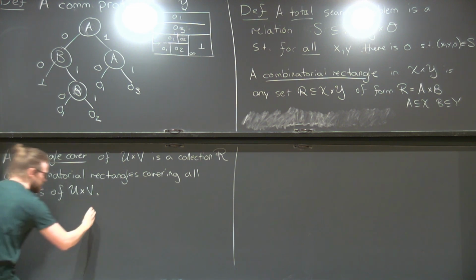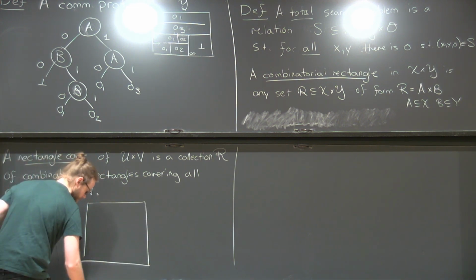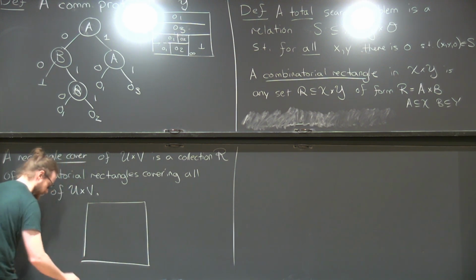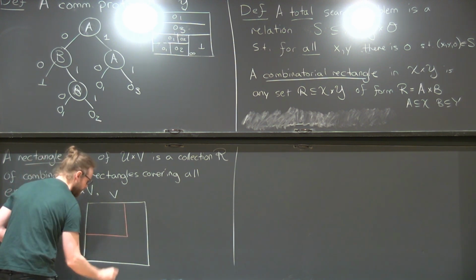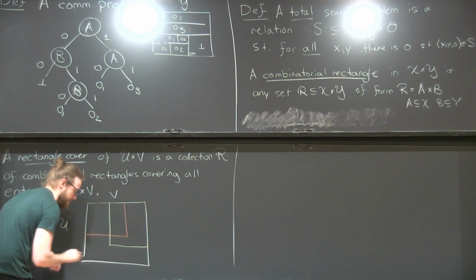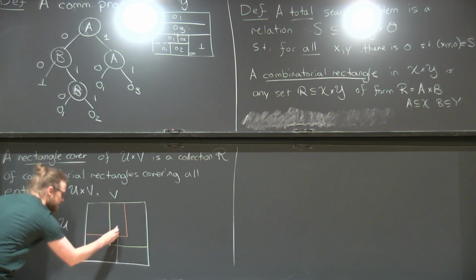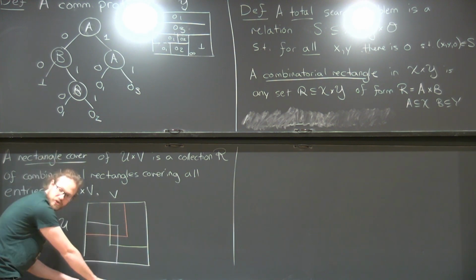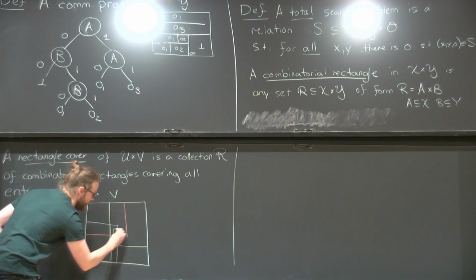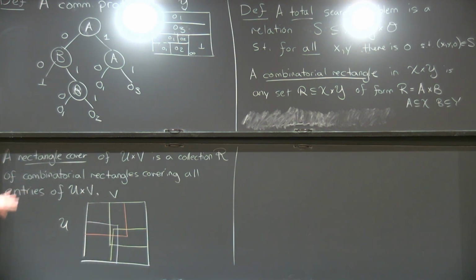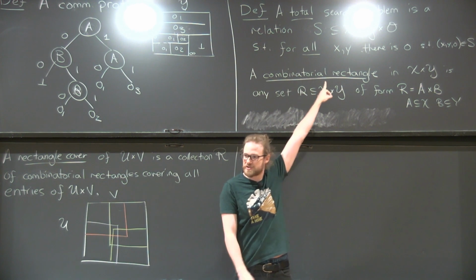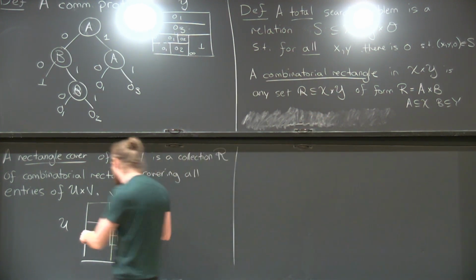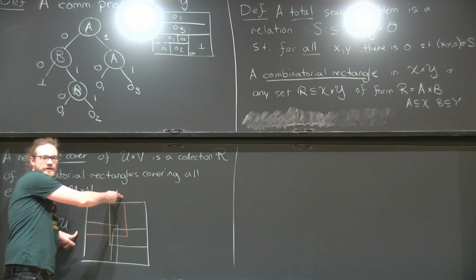Okay, so for a picture, if this is our U cross V, you could just imagine a bunch of combinatorial rectangles, which could overlap sort of arbitrarily badly, but in sum, every single entry will be covered by at least one member here. So if you give me a rectangle cover, there's a very natural search problem associated with it, which is just: given an input, output the name of any rectangle that the input is contained in.